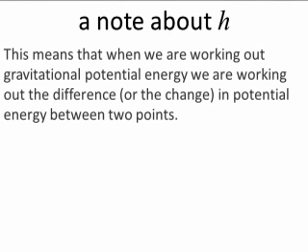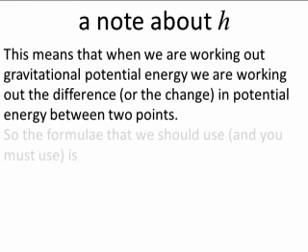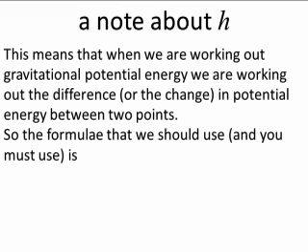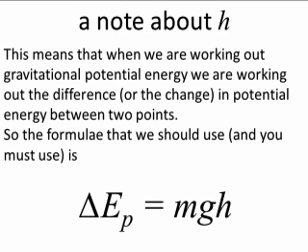So what does this mean? This means that when we're working out gravitational potential energy, we are working out the difference or change in potential energy between 2 points. So the formula that we should use, and you must use, is delta E equals mgh. The delta stands for change in. So this reads: the change in gravitational potential energy equals mass times gravity times the height.